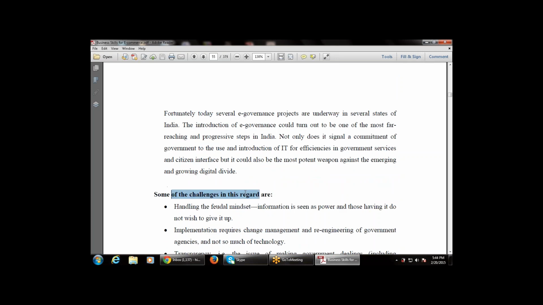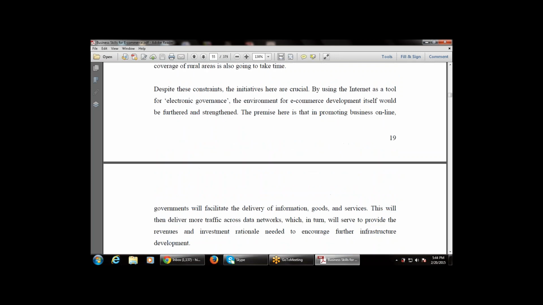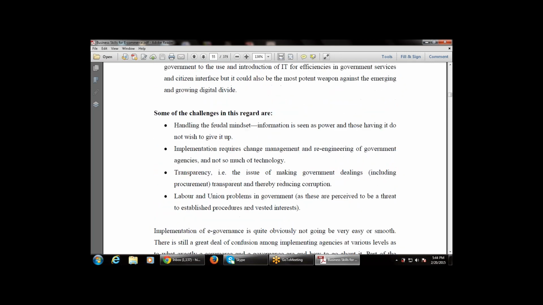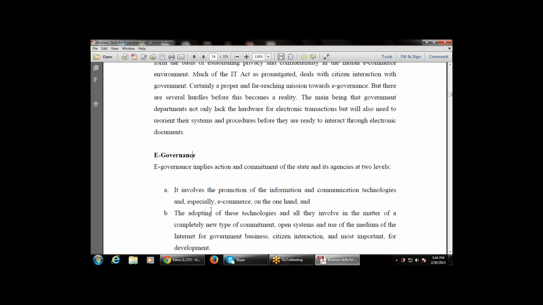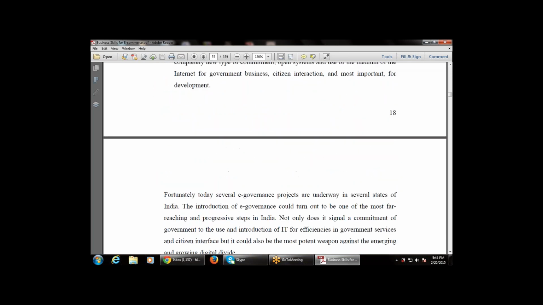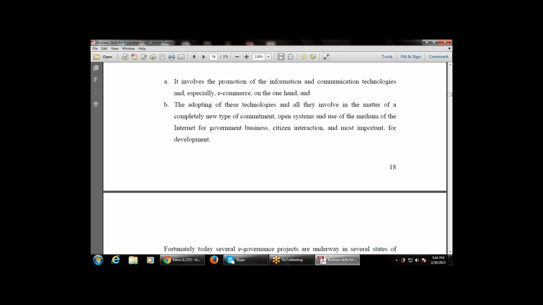Now, some of the challenges in this regard. These are the various challenges in e-governance. I'm not taking this topic right now because this is too much. We have covered the various aspects and issues of e-commerce, e-governance, and e-adoption. We have covered so many topics, and this is a theoretical module, not a practical module like C language. If I take this topic now, it will become a hodgepodge, so I'm not taking it right now.